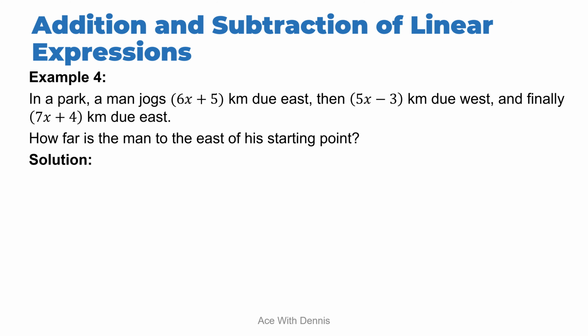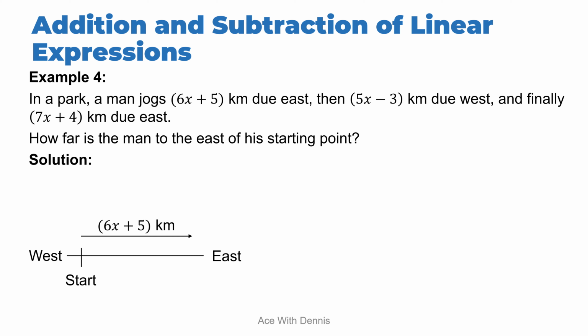Here is the solution. First, we can sketch the diagram out to see the whole picture clearer. So this is the east, this is the west. So this is the starting point. At first, this man moves towards east for 6x plus 5 km. Then move to the west for 5x minus 3 km, and then move to the east again for a distance of 7x plus 4 km.